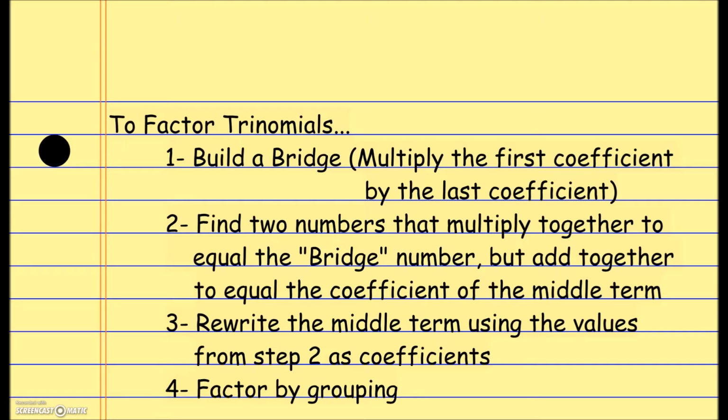All right? So here's what we do. We build a bridge, and that's not really a technical term. That's just an easy way to remember this. What we do is we take the first coefficient and the last coefficient, and we multiply them, okay? So we multiply the first and the last coefficients, okay?